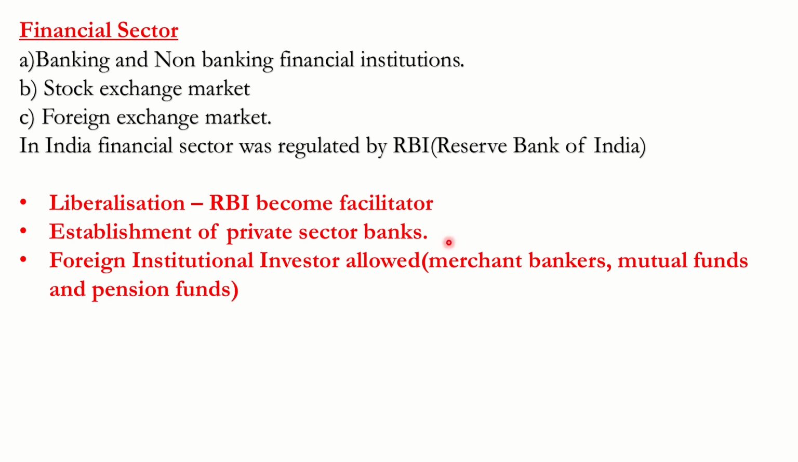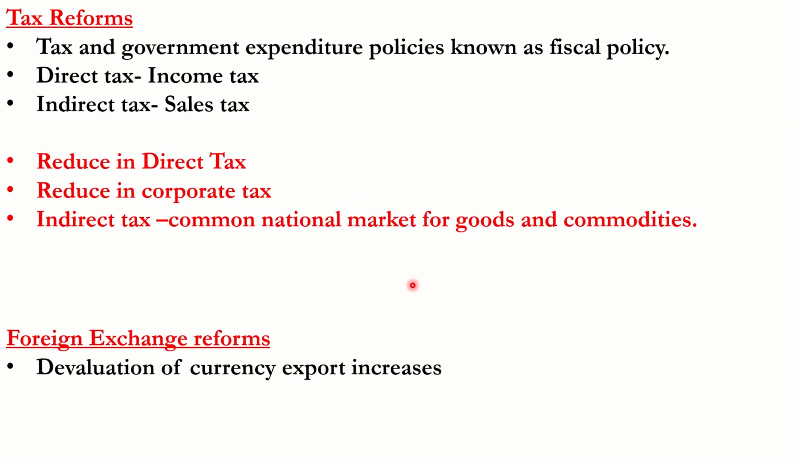The next one is establishment of private sector banks. Now private sector banks are also allowed. Therefore, you can see ICICI Bank, HDFC Bank, all these banks are there in India. The last one is that foreign institutions or investors were allowed, such as merchant banking, mutual funds, and pension funds. Tax reforms. Tax reform under liberalization.